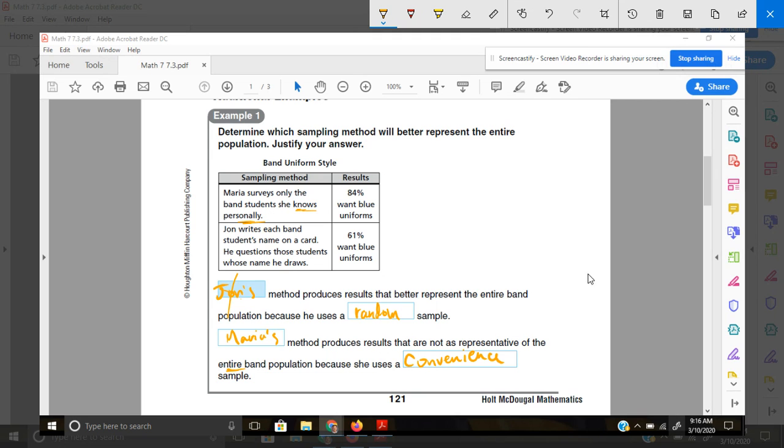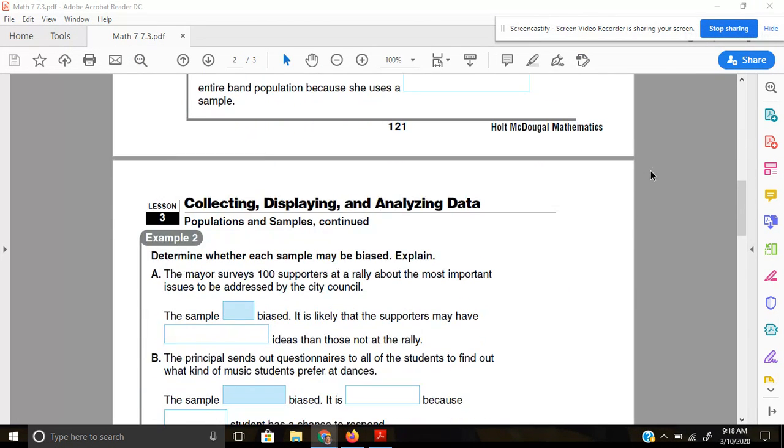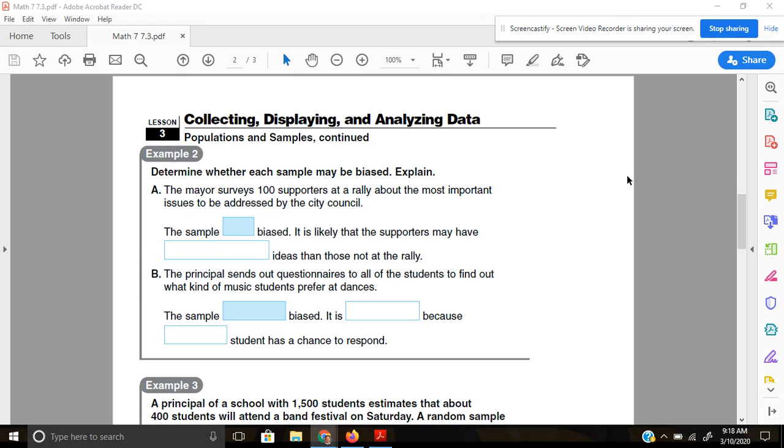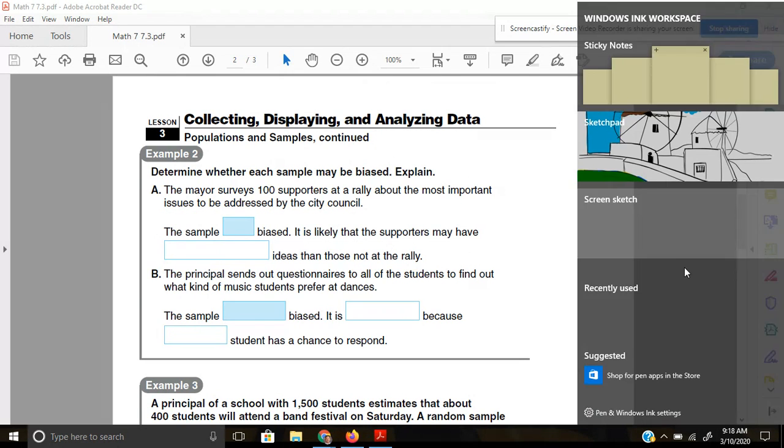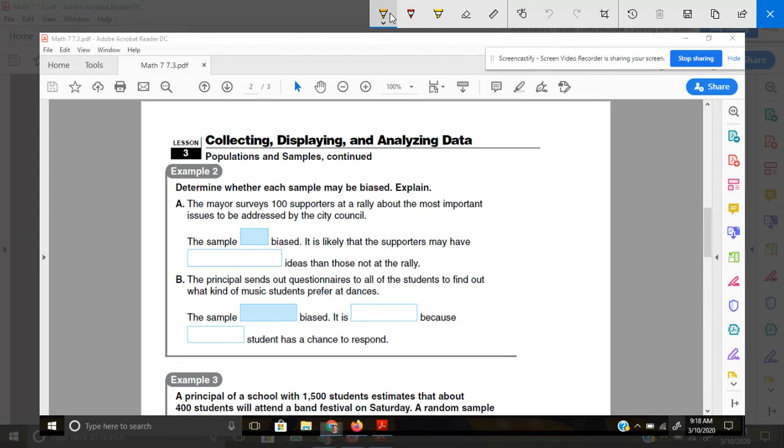Okay, let's flip to the next example. It says the mayor surveys 100 supporters at a rally about the most important issues to be addressed by the city council. Okay, we're trying to determine whether this sample may be biased and then explain. Well, is this biased or is it not biased?